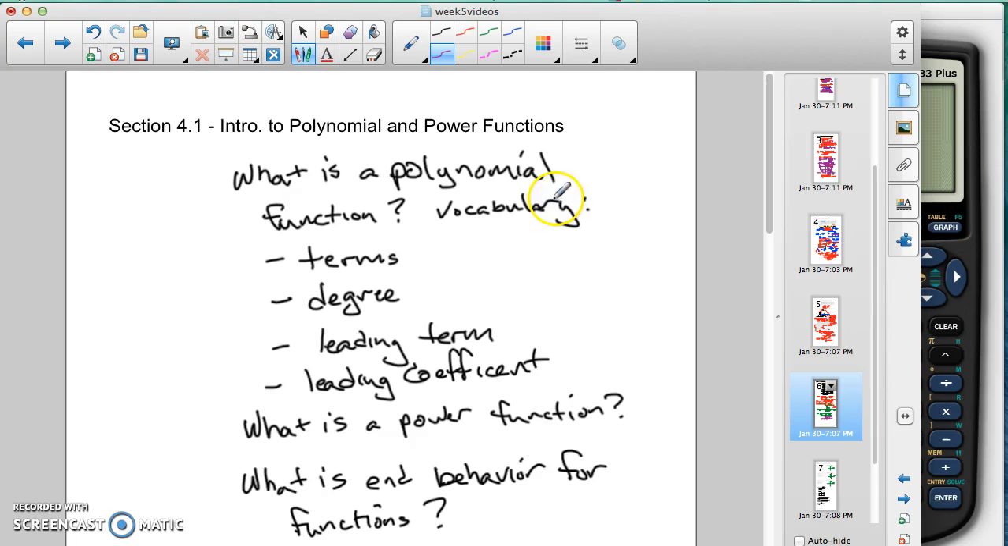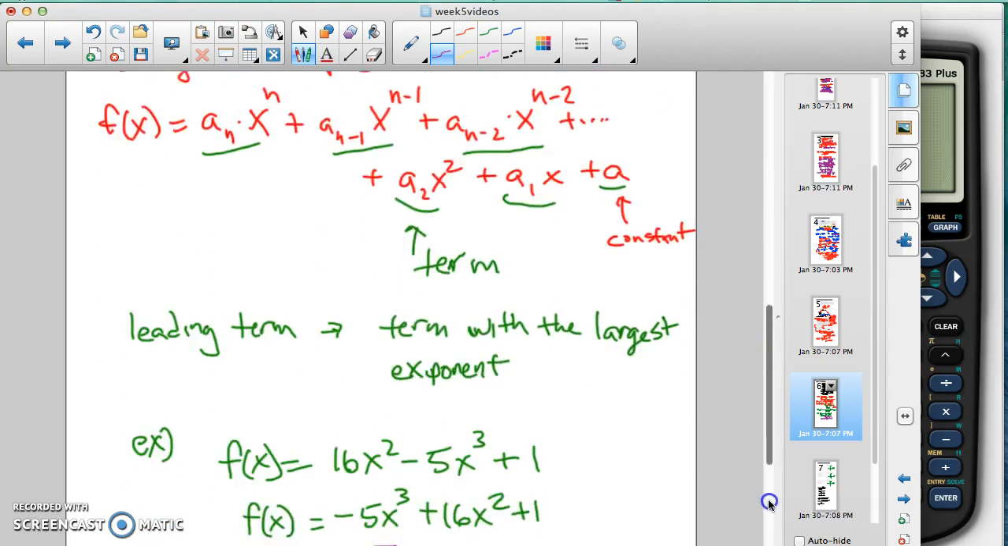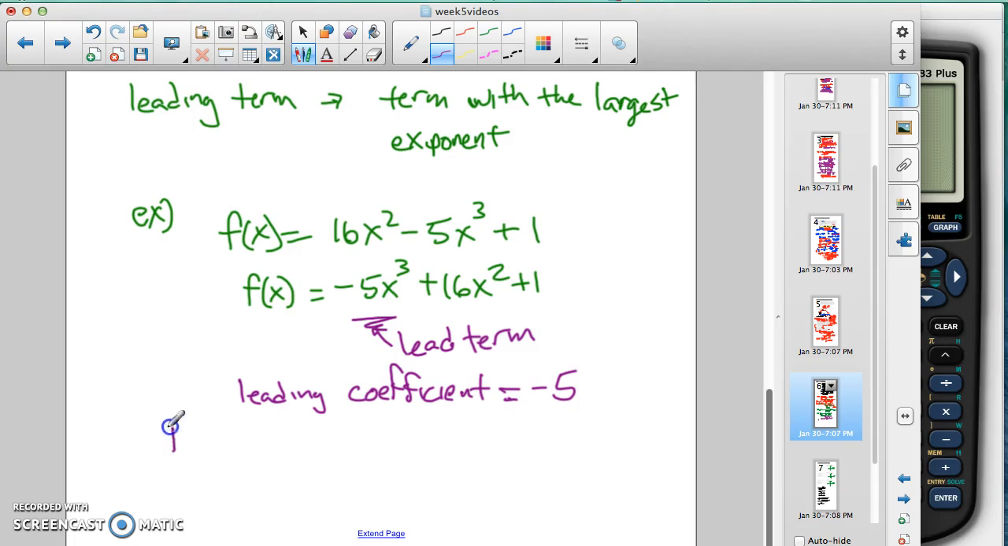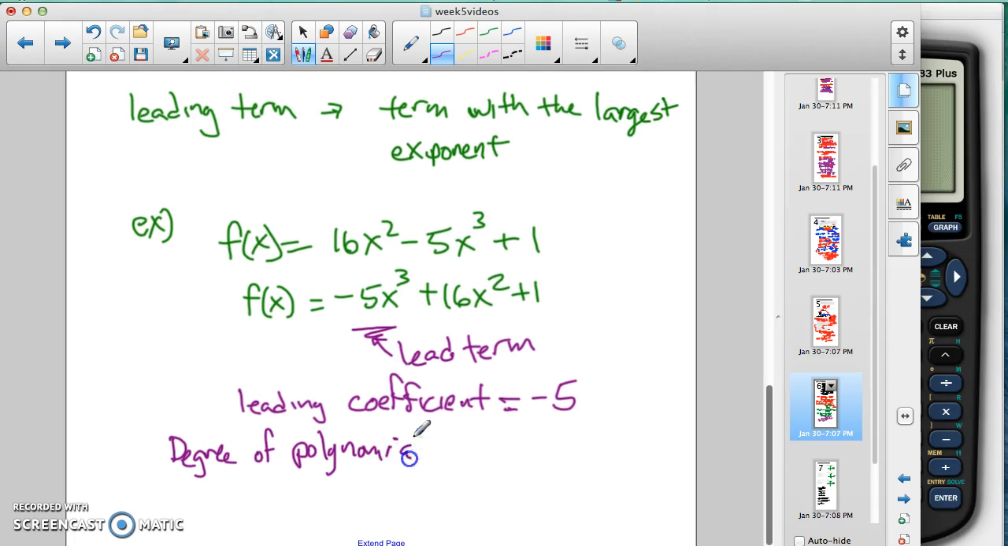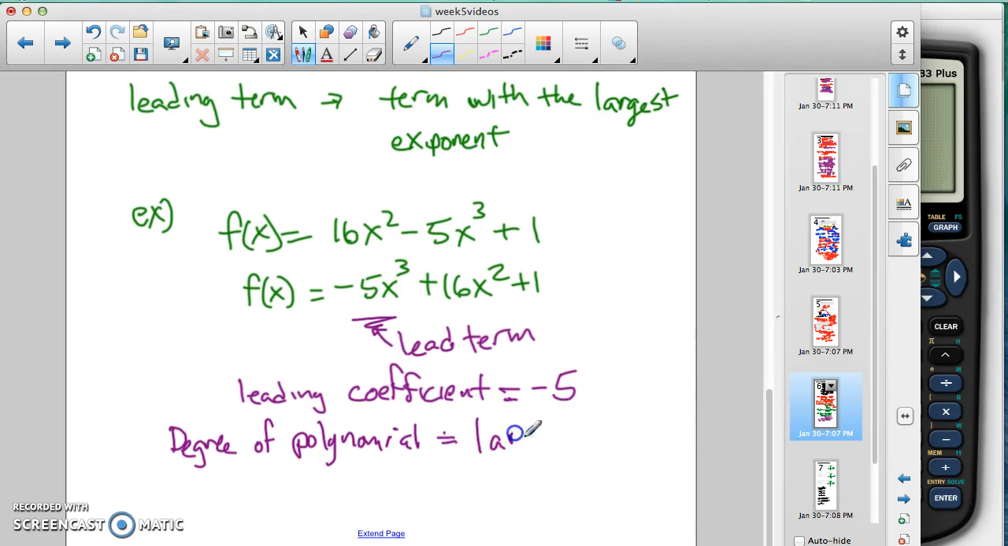Okay, so we went over terms, a leading term and leading coefficient. The degree of the polynomial is the highest exponent. The degree of a polynomial equals the highest exponent, the largest. So in this case, the degree of this polynomial is 3. Here's our degree right here. So a degree of 3.